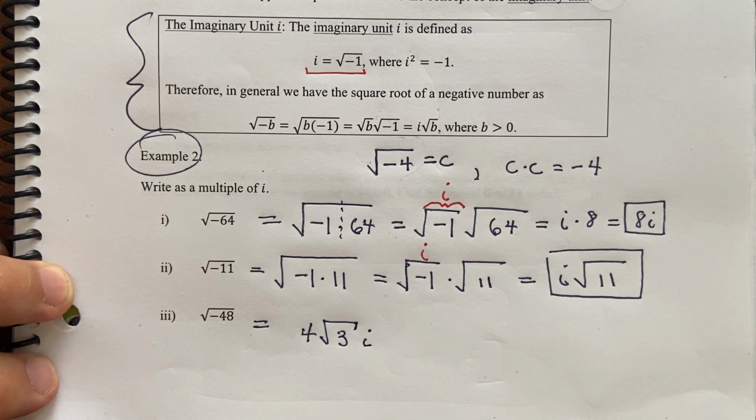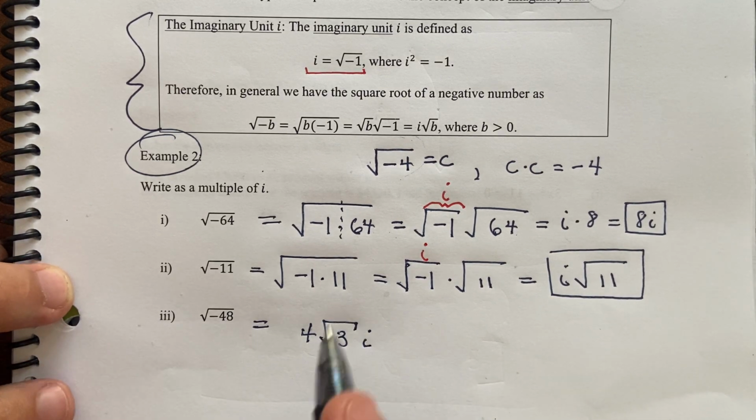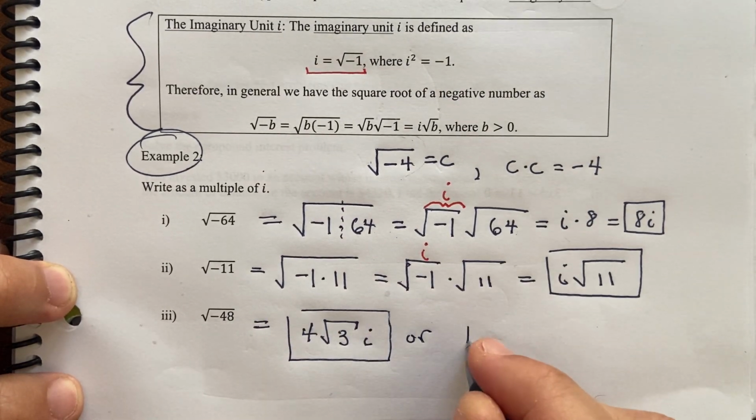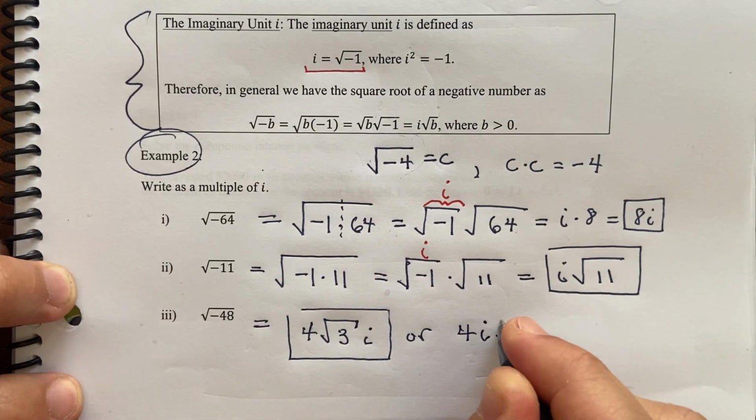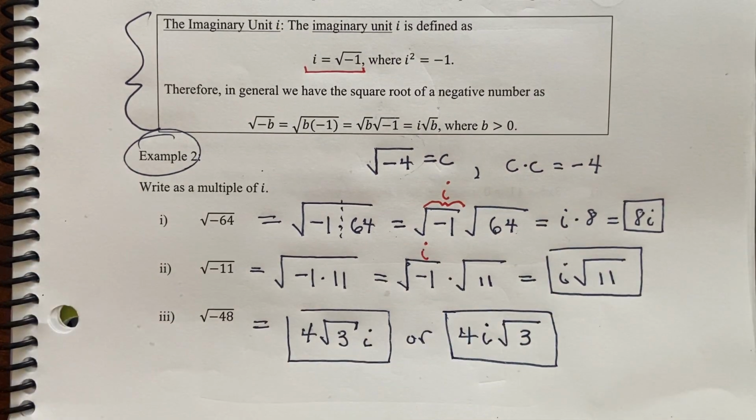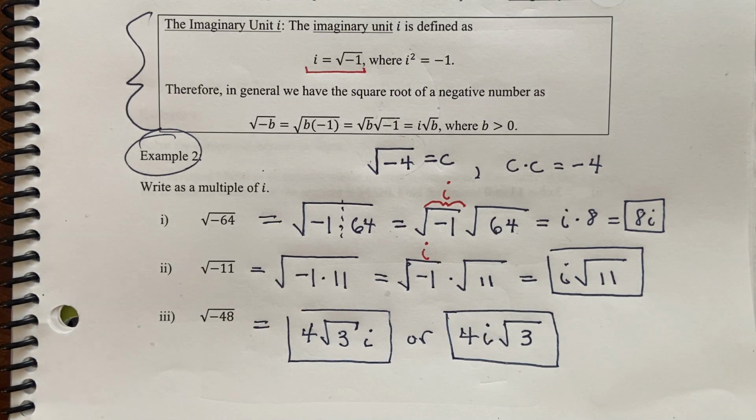Sometimes people put this little mark to show that that thing is outside of the root. Or you can bring the i out front and say 4i root 3, just to make it a little more obvious where the i is. Okay.